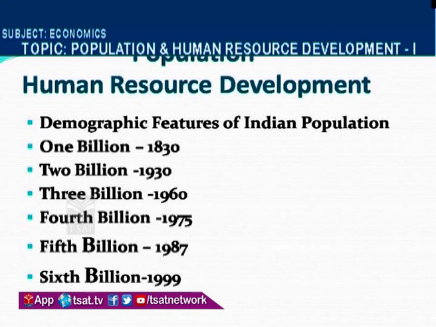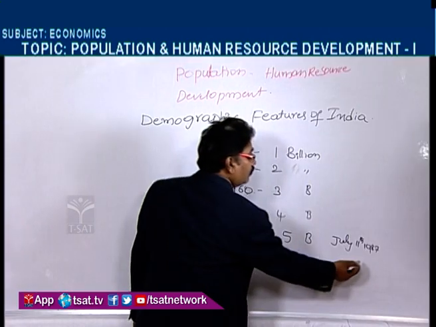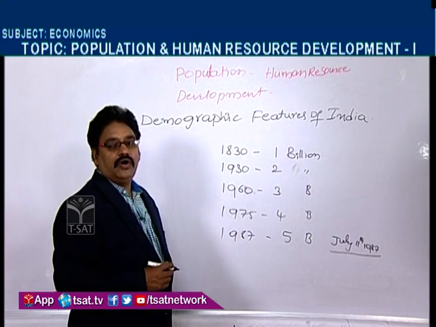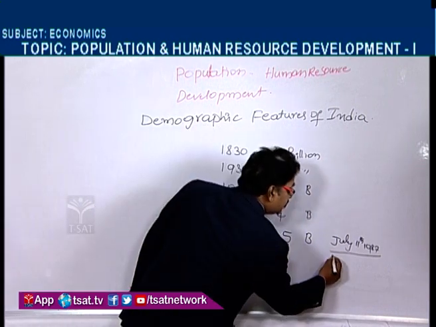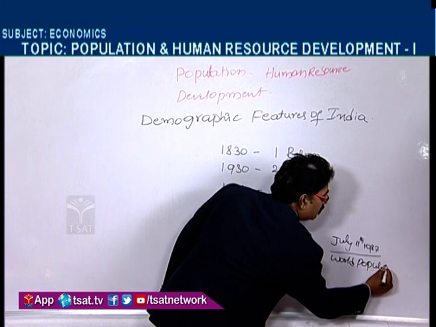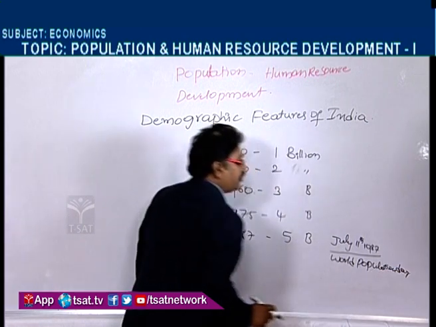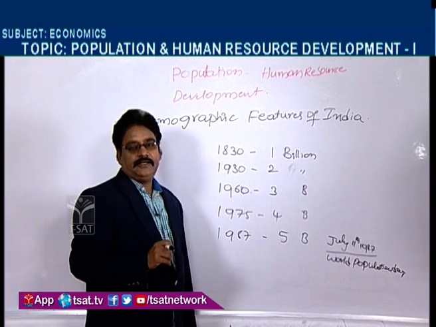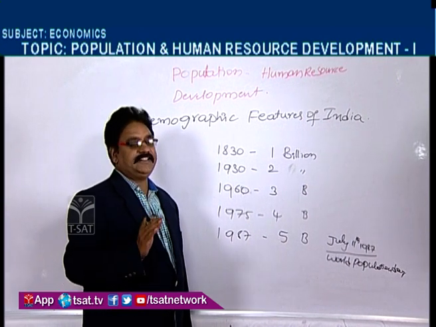World population became 5 billion in 1987, on July 11th, 1987, when the 5th billionth baby was born. On that occasion, we follow this day as World Population Day. In Yugoslavia, that baby was born on July 11th, 1987.